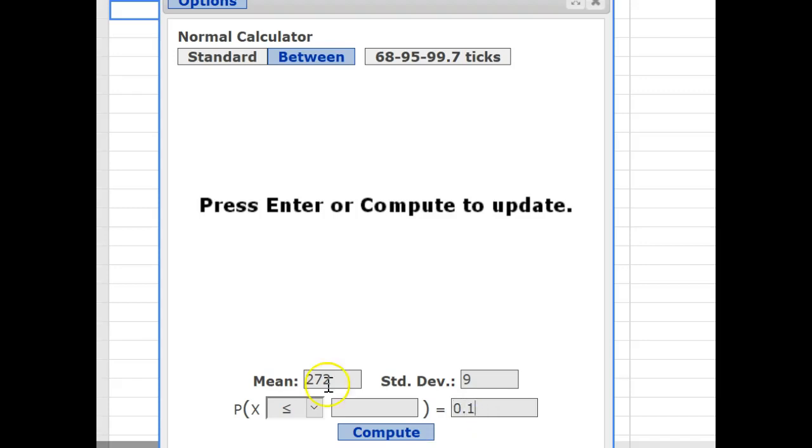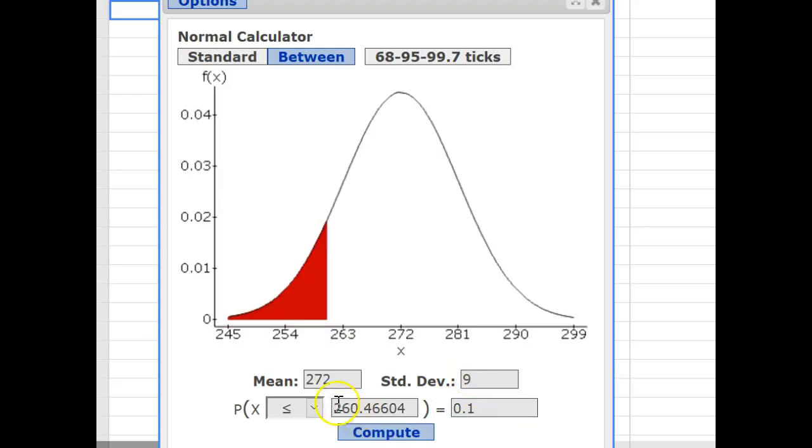So what we're trying to find is, if we have a normal curve with a mean of 272 and a standard deviation of 9, we want to know what x value to the left of it we have an area of 0.1. Okay, so if we hit compute, it tells us that value would be 260.46. So in this case, we're given the area. So this area we gave the program and told it was 0.1, and we were asking this calculator to find the value of x on the axis.